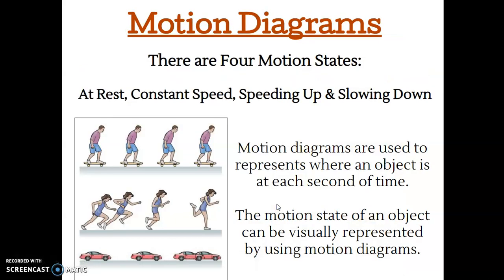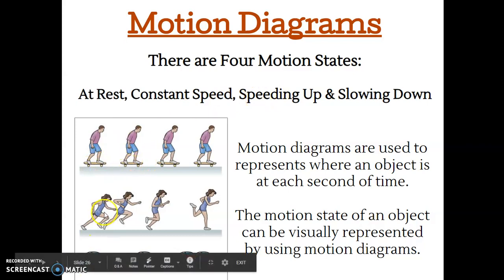All right, so here's another representation of motion. So we have at rest, constant speed, speeding up or slowing down. These are the different states of motion. So at rest, obviously nothing's happening. Constant speed, like we see this guy on a skateboard, he's moving at constant speed, equal amounts of distance in equal amount of time in the same direction.